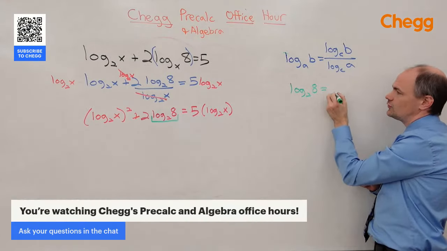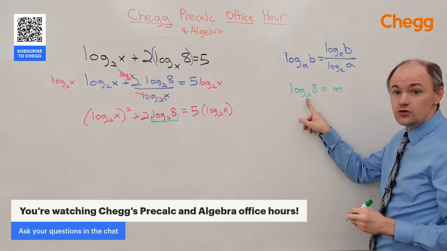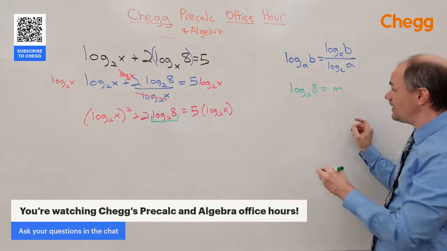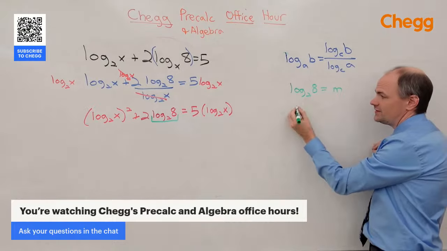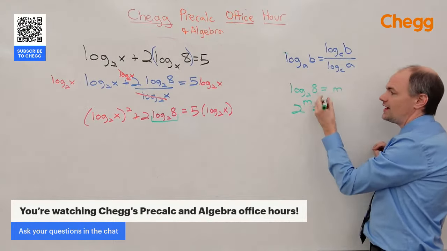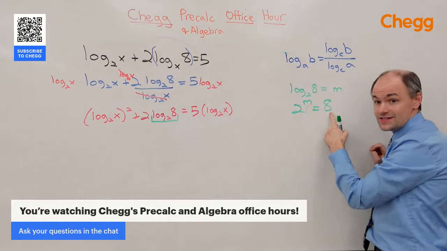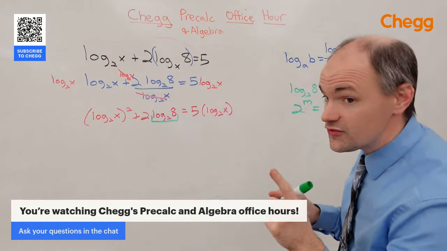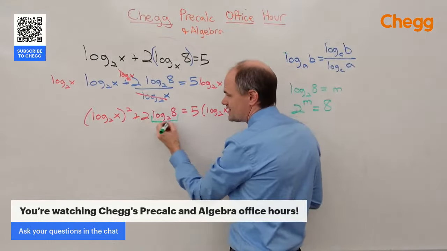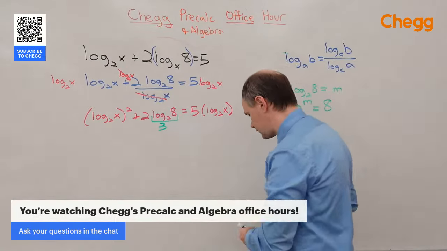Let's say log base 2 of 8 is equal to m. If I take 2 and raise it to the m power, remember this is the base, m is the exponent, and 8 is the answer. 2 to what power equals 8? If you said 3, you're exactly right. This bit here simplifies to 3.